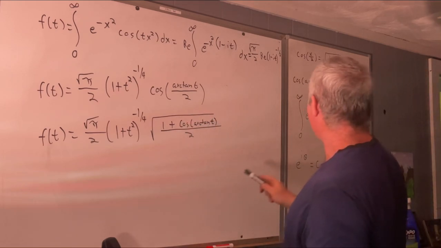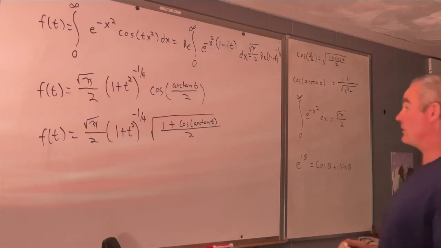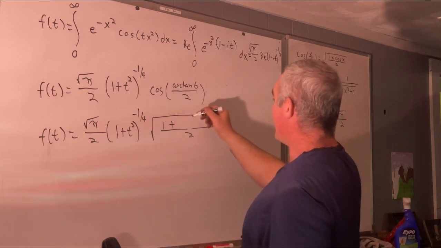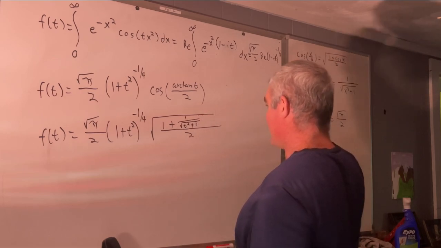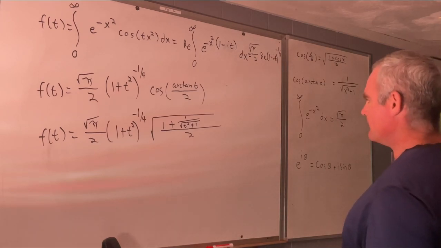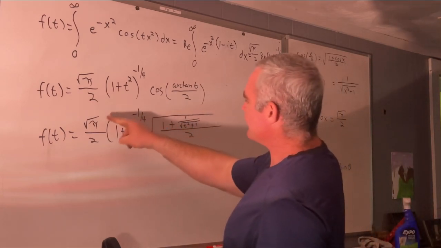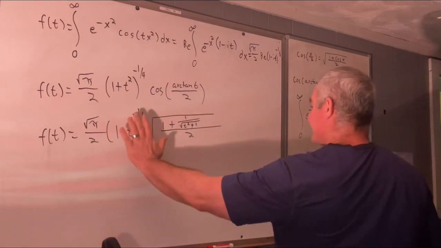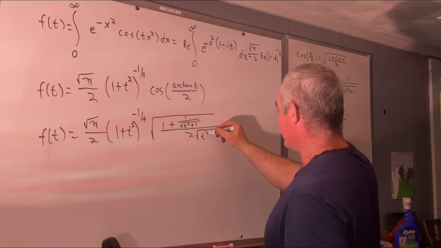All right, and now we'll use that cosine arctangent x is equal to 1 over the square root of x squared plus 1. So this whole thing becomes 1 over the square root of t squared plus 1. I think we can probably do better than that. We can recognize that this is 1 over the square root of the square root of t squared plus 1. So we can bring this inside as a 1 over the square root of t squared plus 1.